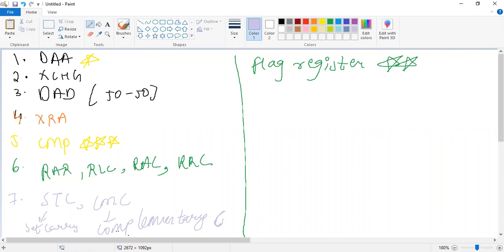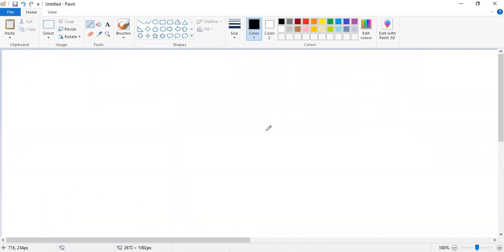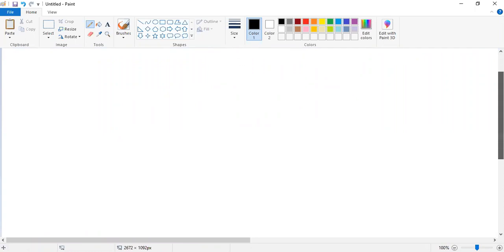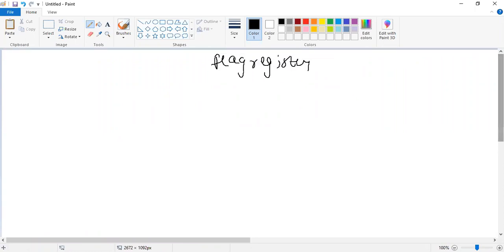Now let's see the other important topic which used to come in your exam: the flag register. So for the flag register, you should know this diagram.